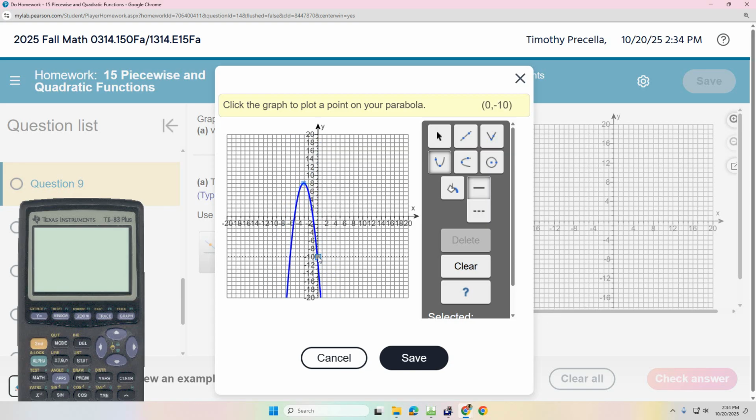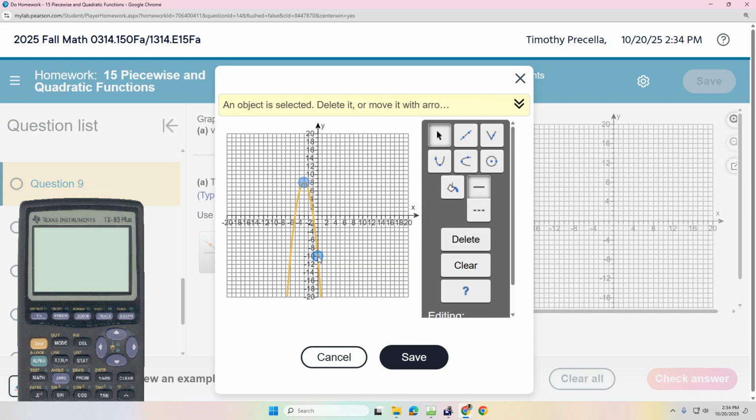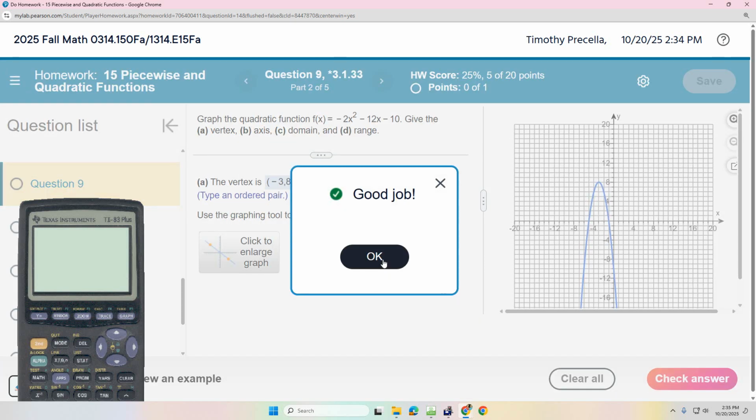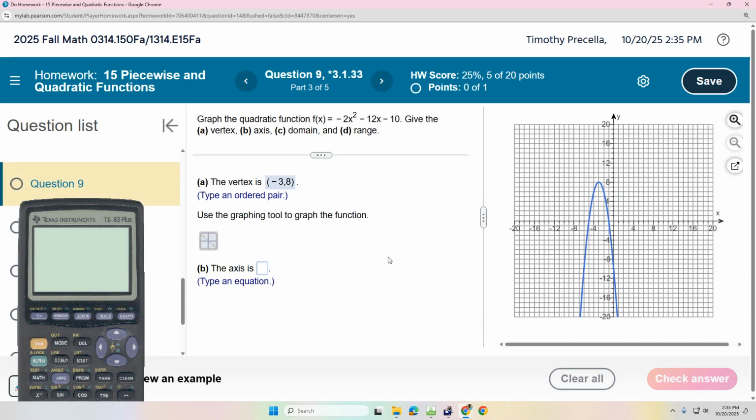Am I at 0, negative 10? Is he at 0, negative 10? Yes, it's positioned at 0, negative 10. You click, then save, and check. And that's what I wanted us to get to do one of those.